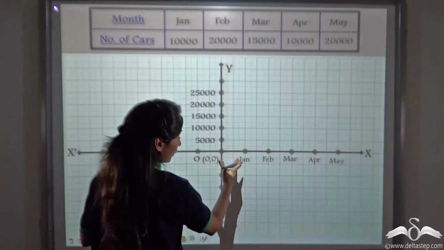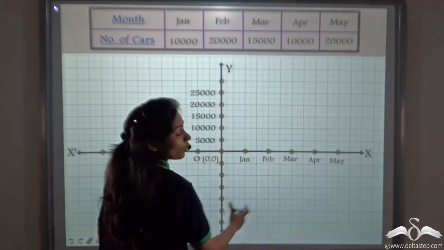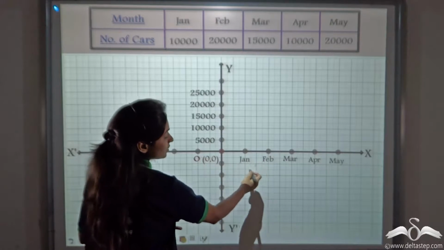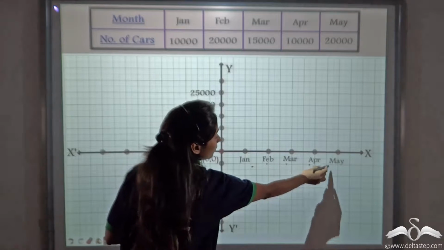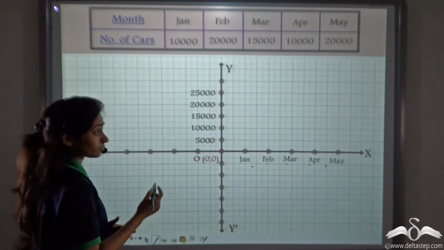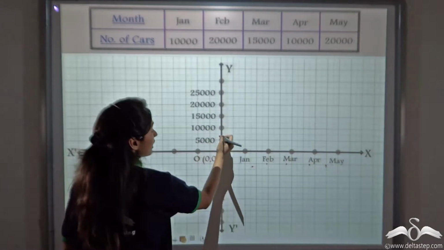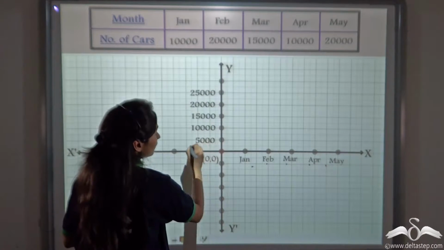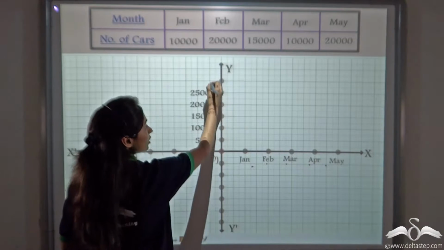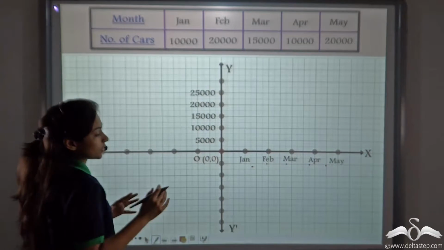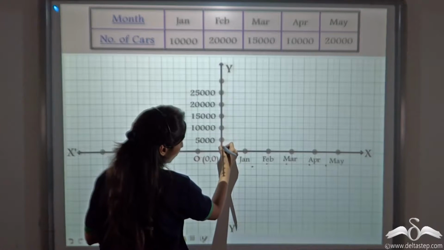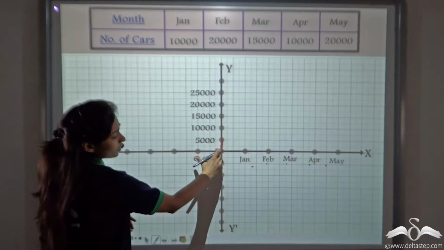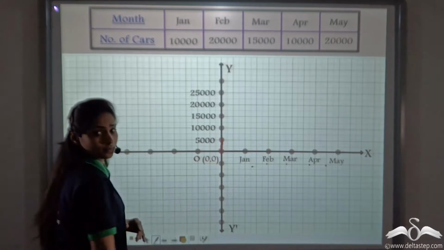You can, instead of numbers, write words also on the x-axis. Just like this, we have written the names of months like Jan, Feb, March, April, May on the x-axis. And instead of writing numbers like 1, 2, 3 on the y-axis, we have taken numbers as 5,000, 10,000, 15,000 and so on. So what do you see? Like these two boxes here are denoting numbers from 0 to 5,000.